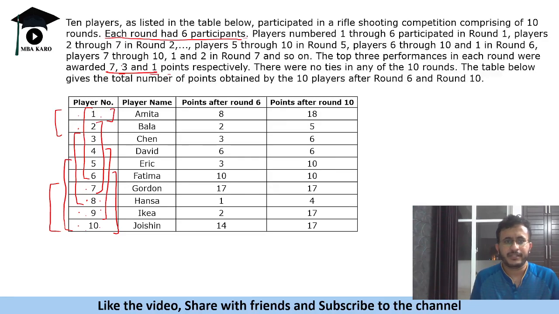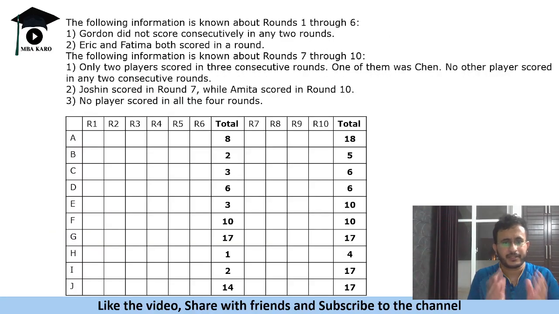The table given below gives the total number of points obtained by the 10 players after round 6 and round 10. Now, this is the challenge, that we will have to make a large table to find out who scored how many points in which round, right? So let us see further what is given to us. Some more information is presented about round 1 to 6 and about round 7 to 10. Now let's see how to solve this.